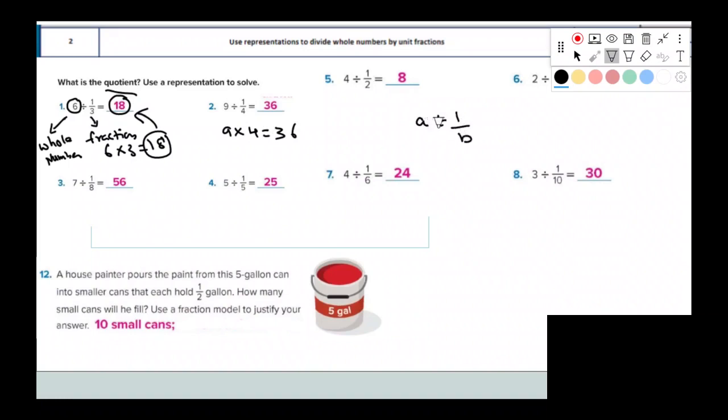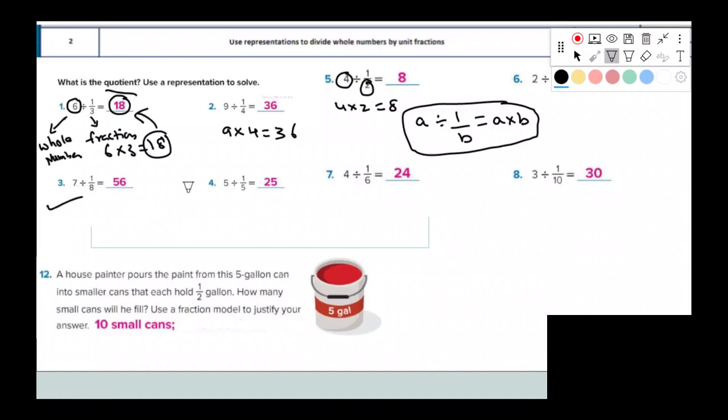Let's say A is some number and 1 by B is a unit fraction. The answer must be A multiplied by B. So this is the rule. According to this rule, simply multiply the whole number and the denominator of the unit fraction. 4 multiplied by 2, 8. Okay. So when you divide a whole number and a fraction, we get a whole number.